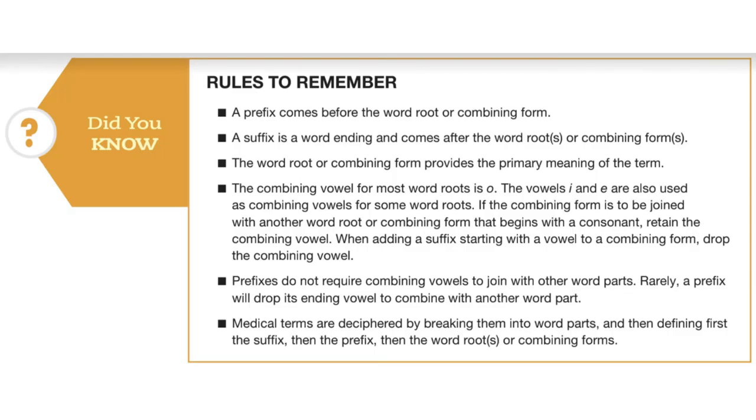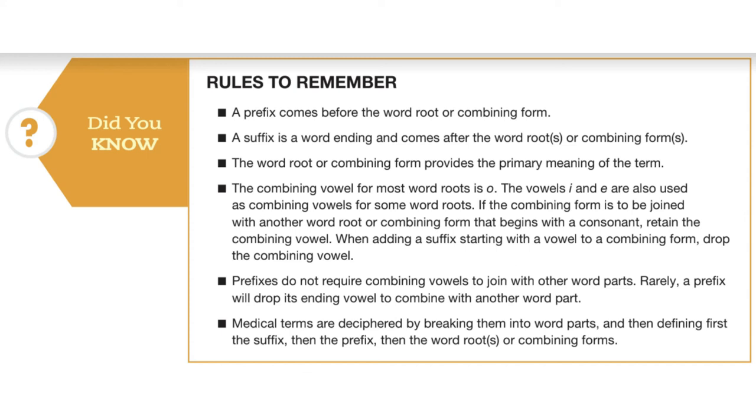Before we go on to the rules, it's important to remember that a prefix always comes before the root or the combining form. A suffix is a word ending that comes after the word roots or combining forms. The word root or combining form provides the primary meaning of the term. The combining vowel for most words is O. The vowels I and E are also used in some cases.